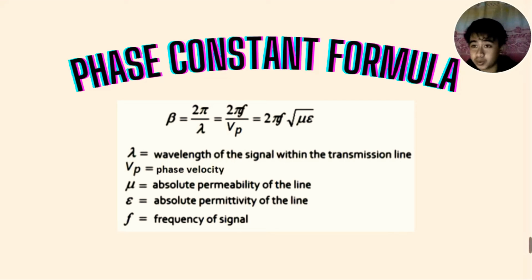So the first formula is 2 pi over your wavelength. This right here is the symbol for your wavelength. Another formula is 2 pi multiplied by your frequency divided by your phase velocity. Or you can also use 2 pi multiplied by the frequency multiplied by the square root of the absolute permeability of the line and the absolute permittivity of the line. So these three can be used to get your phase constant.